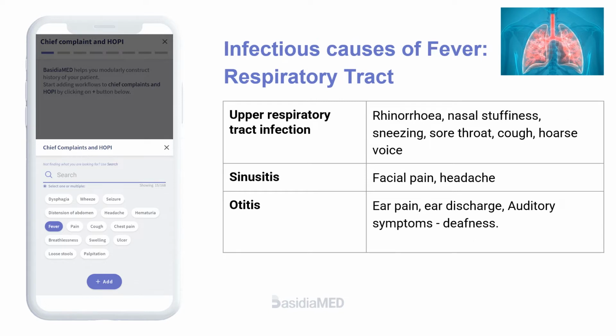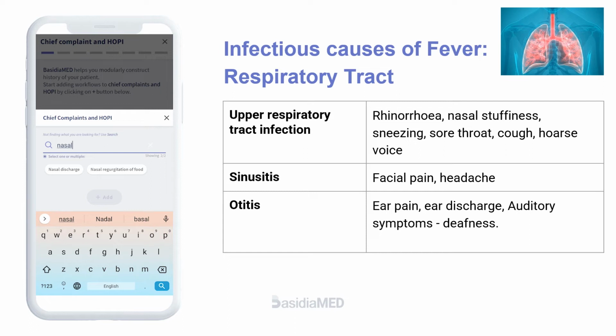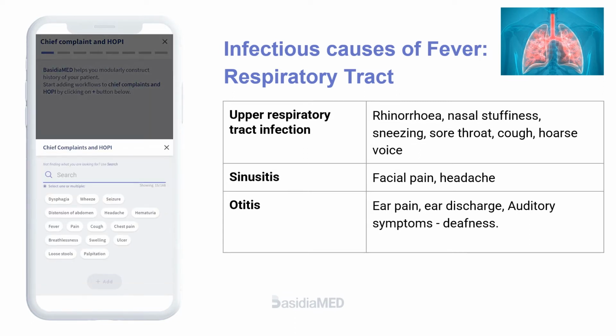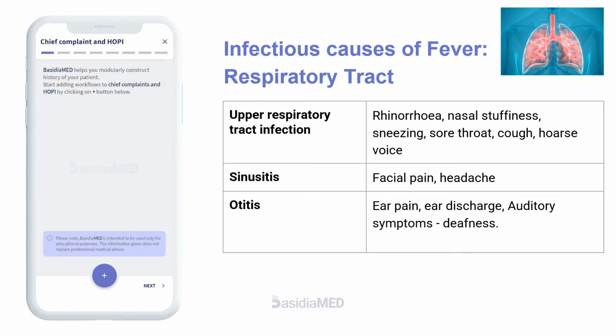Infectious causes of fever. Respiratory tract. Upper respiratory tract infection is suggested by rhinorrhea, nasal stuffiness, sneezing, sore throat, cough, and a hoarse voice. Sinusitis is likely to cause facial pain and headache. Otitis is associated with ear pain, ear discharge, with or without auditory symptoms, such as deafness.